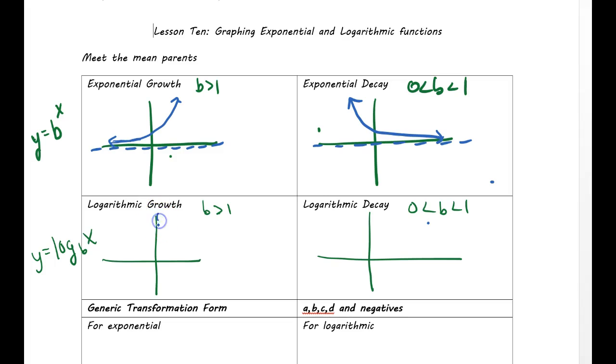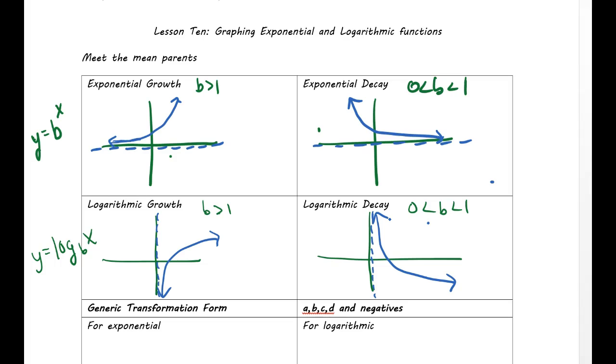So this one has a vertical asymptote, and a logarithmic growth looks more like that. This one also has a vertical asymptote, but a logarithmic decay looks kind of like that. Okay, so see why these are mean? They all look like the same exact curve. It's just put in a different place, and the asymptotes are in a different place.